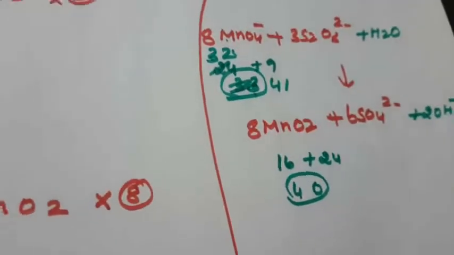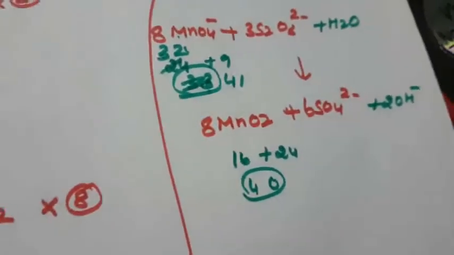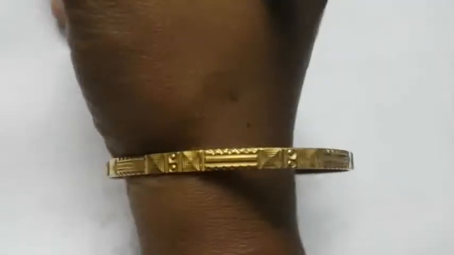Next one is the alkaline medium. Next we are going to see the oxidizing property in the alkaline medium. How to explain the alkaline medium.